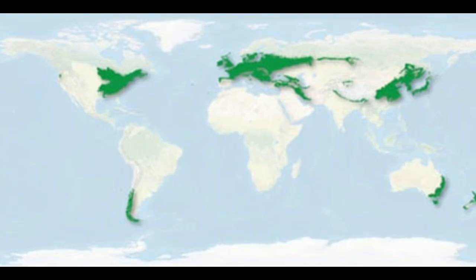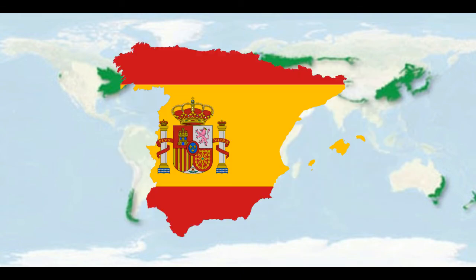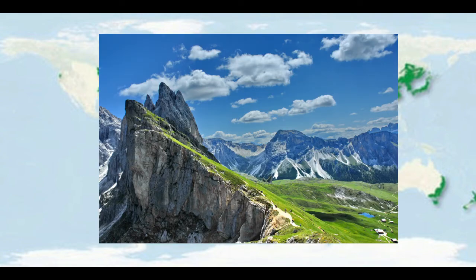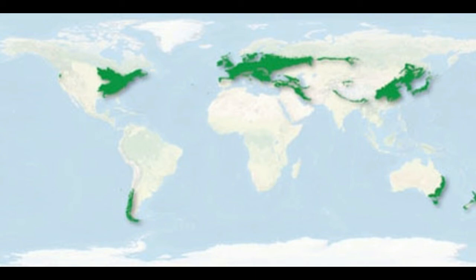Some places where temperate forests can be found are China, Japan, New Zealand, Spain, South Africa, Chile, Marquise, Andes, Alps, and the Himalayas. The continents which include parts of the biome are North America, Australia, Europe, Asia, South America, and Africa.